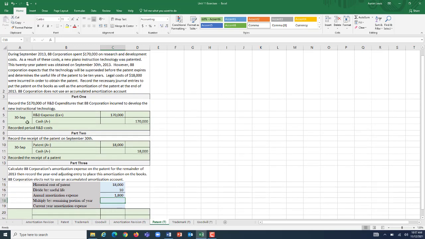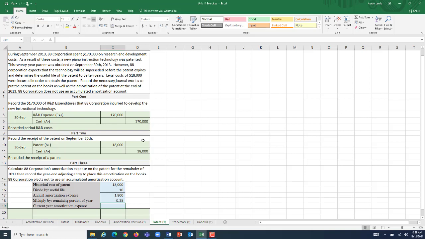But we didn't get this patent until the end of September, which means we weren't able to use it for the entire year. It didn't provide us with cash flows for the entire year. It only provided them for a portion of the year. What portion? Well, if we got it on September 30th, the only part of the year in which it helped increase our company's profitability would have been October, November, and December. That's 3 months. So the portion of the year that passed was 3 out of the 12 months, or 1/4 of the year.